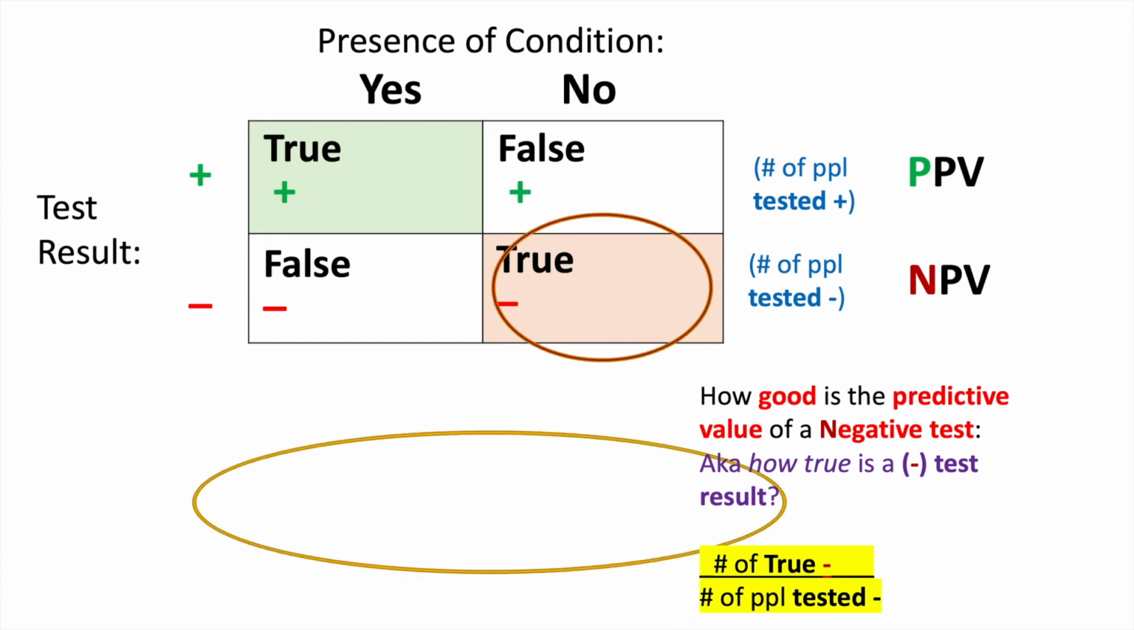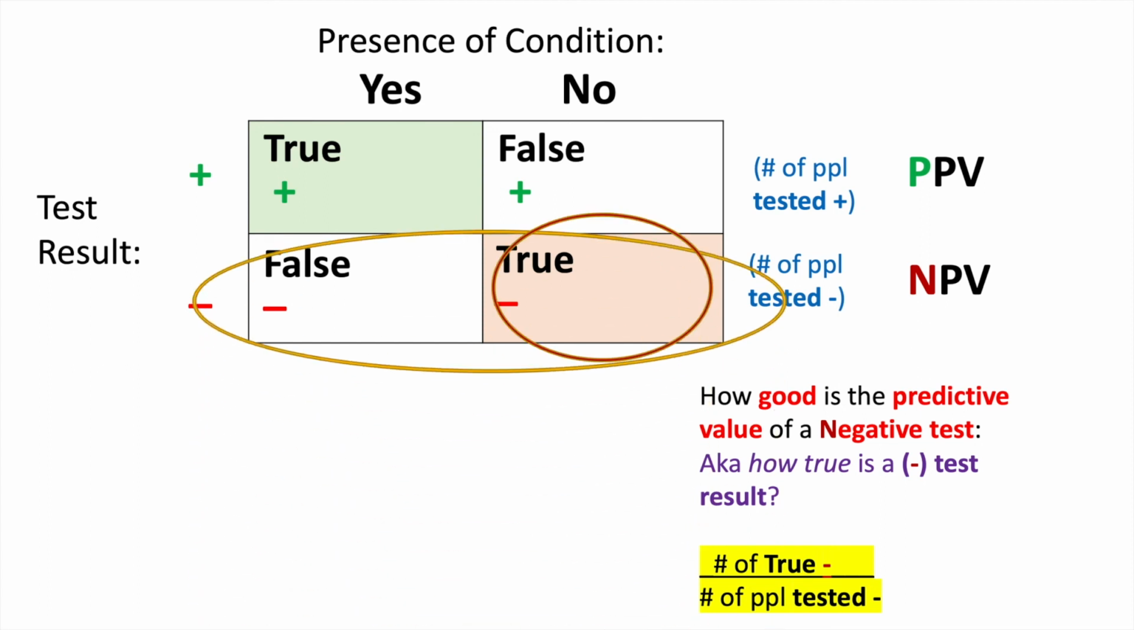And I think of NPV as asking how good is the predictive value of a negative test, aka how true is a negative test result. So the number of true negatives divided by the number of people tested negative. The group or denominator in this case is the number of people tested negative.